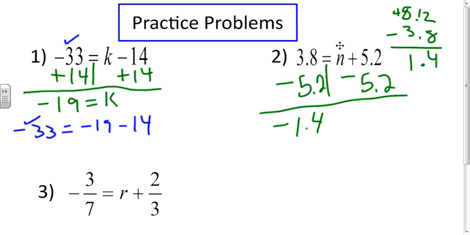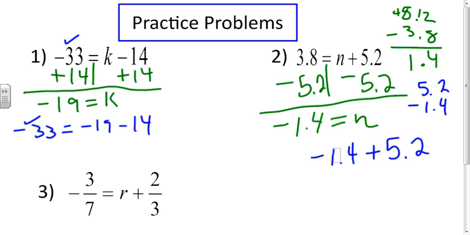And then on the right side, n plus 5.2 minus 5.2 is just equal to n. So when I want to check my work here, I'm just going to take a negative 1.4 and add 5.2 to that. So I want to think to myself, well, what's 5.2 minus 1.4? 12 minus 4 is 8. 4 minus 1 is 3. That's equal to 3.8, so this checks out.